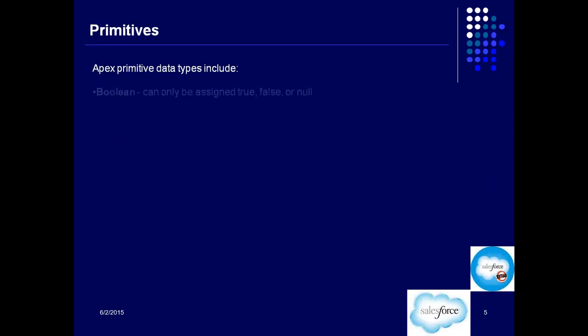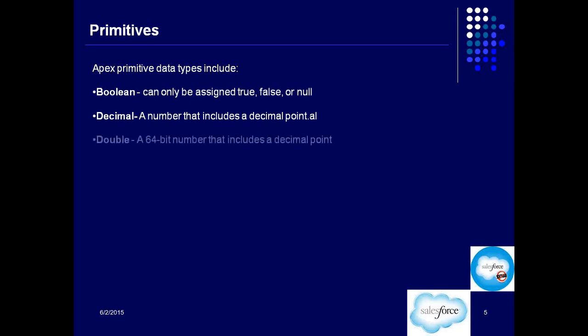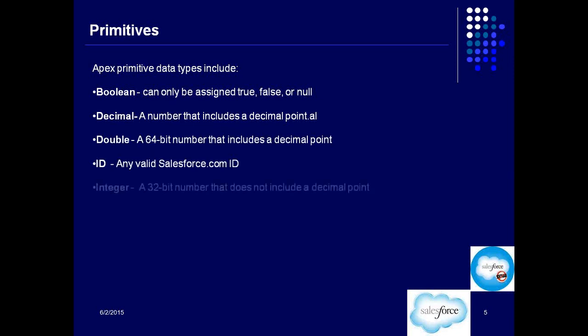So let's understand what is primitive. Primitives are the data types which are the common ones which you would have done in other programming languages also. Something like a Boolean. So Boolean can only have a true or false or null. Decimal, a number that includes a decimal point. Double, a 64-bit number that includes a decimal point. ID. ID is the data type for any Salesforce.com record ID. Integer, 32-bit number that does not include a decimal point.